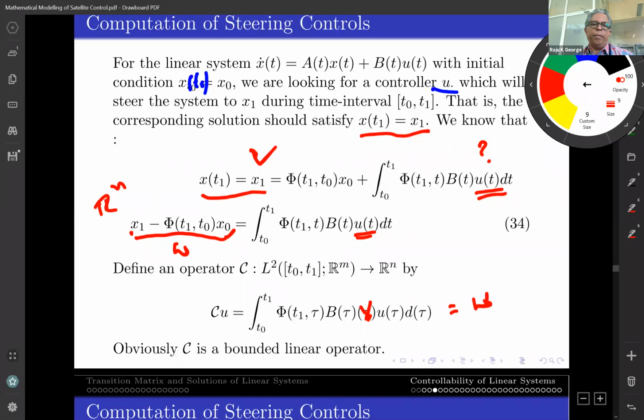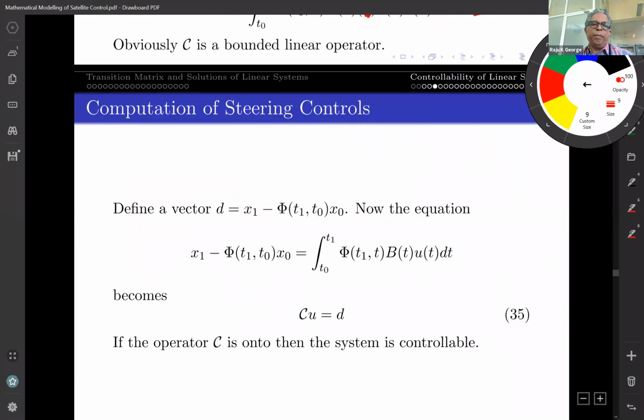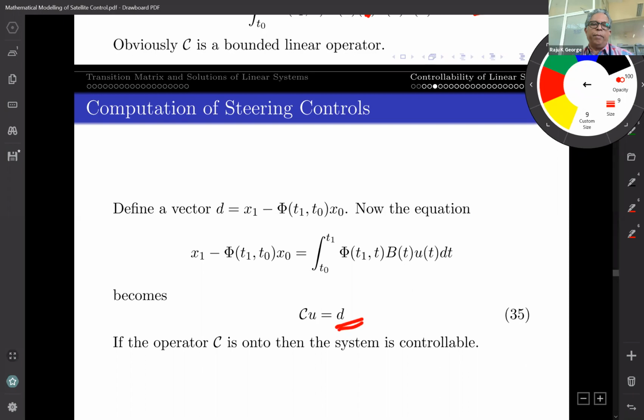So I'm looking for a u. I don't know whether it exists. I'm looking for a u such that for every omega given, I can find a u satisfying this equation. Obviously this integral operator is a linear operator, and you can show that they are all matrices, and therefore it's a bounded linear operator. If I denote the left hand side by D, so D is equal to x1 minus phi(t1, t0) x0, the equation above becomes Cu is equal to D. That means for a given D, can I find a u such that Cu is equal to D? So what is this problem? This is some kind of solvability.